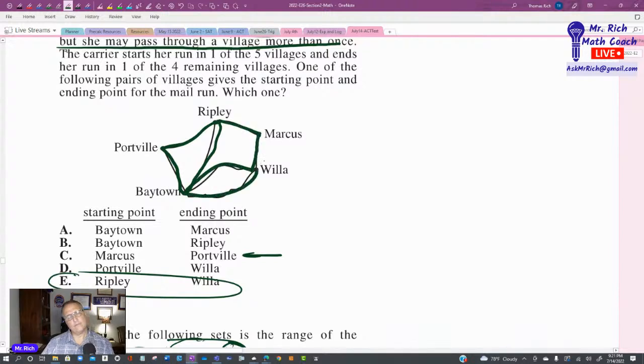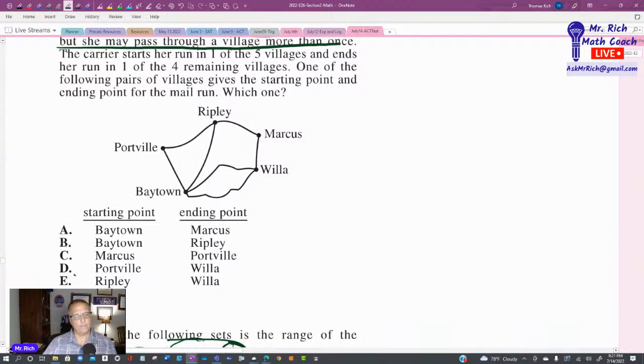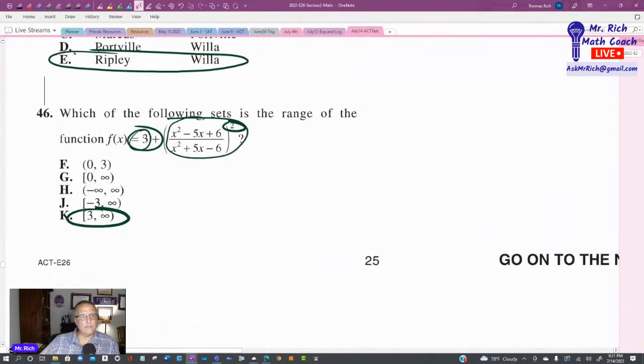Yeah, I guess what is the logic there? Starting with Ripley, or is it ending with Willa? You know what, students, I'd have to look at this a little bit more, but my answer here is E. It's easy to see that does work after the fact, but not too sure about that one. All right, let's keep going on here.